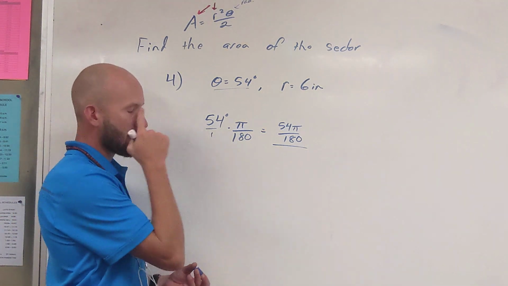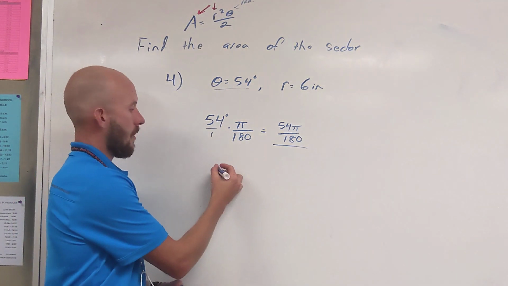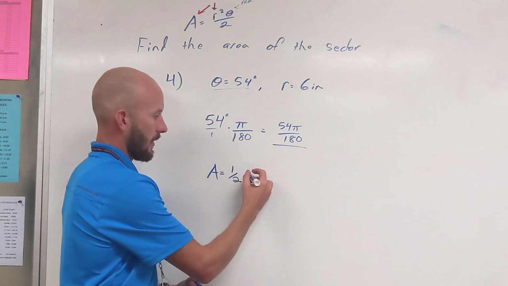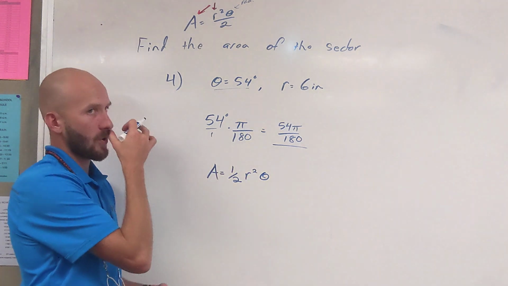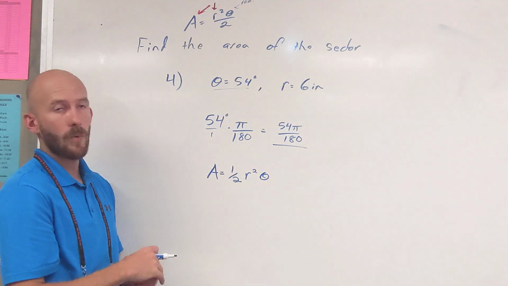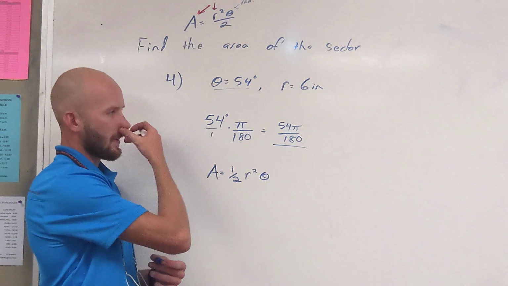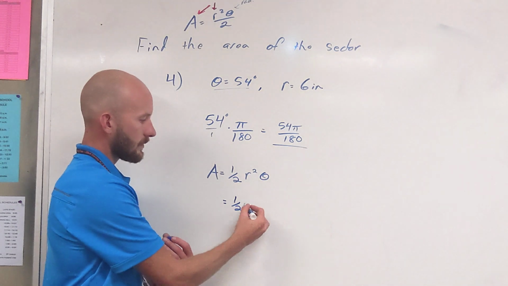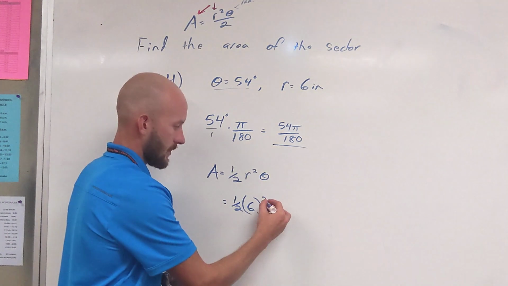So that's my theta in radians. So now, again, I always recommend starting with the formula. Or if you want to do r squared theta over 2, either way. And then just plug in the stuff that you need. So my radius is 6 squared.